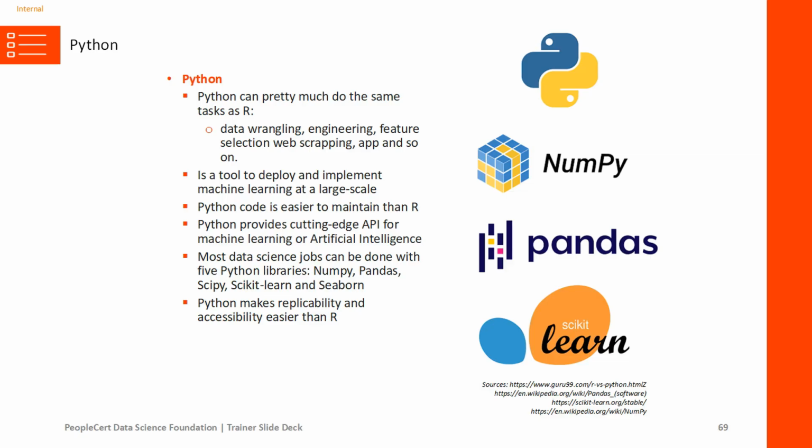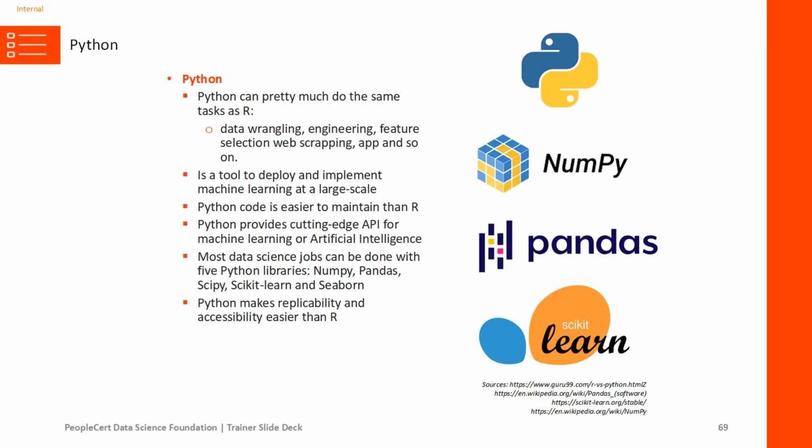Python is a tool which can be deployed and implemented with machine learning functionality at a large scale. Python code is easier to maintain than R. That is the reason why Python is more relevant these days, because it is easier to maintain. Python provides cutting edge APIs for machine learning and artificial intelligence.